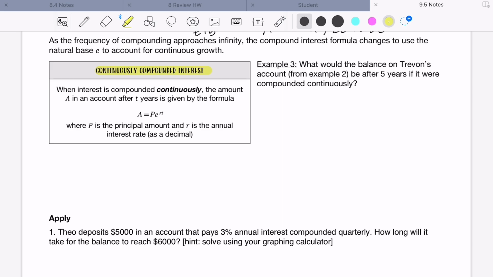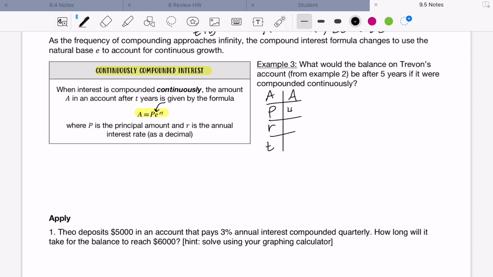So it says, what would Trevor's account balance from example B be after 5 years? And again, this is our formula right here. So we need all the same information, but we have E, which is the natural number. So we're going to have that in our calculator. So here is my A, P. This E right here is like pi. It's an actual number, so it's not a variable. And then R and T. So we're trying to find A.